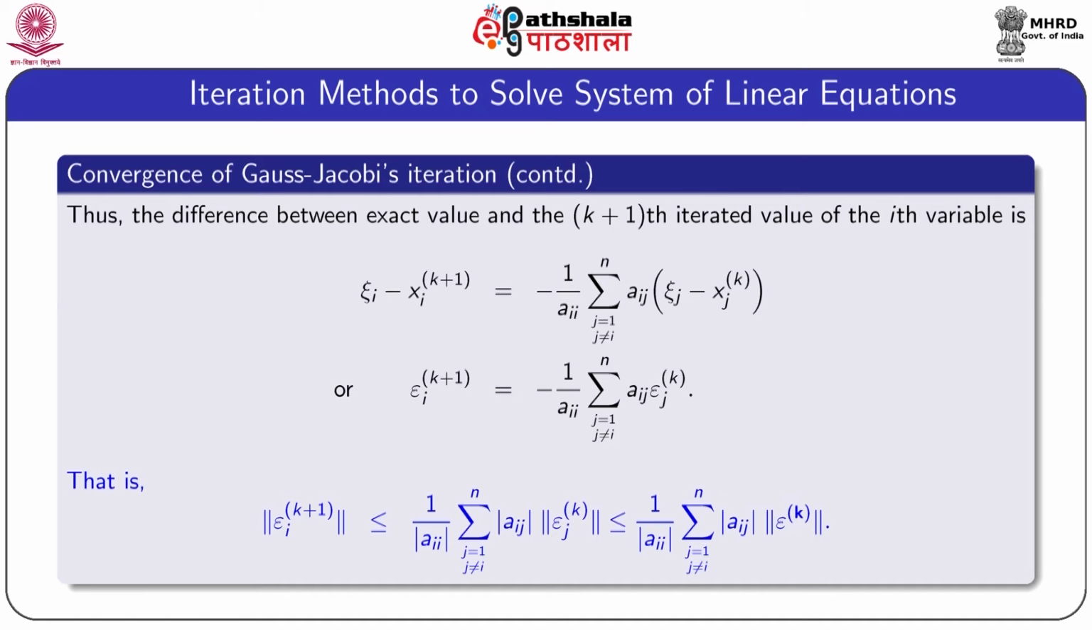Now the norm of the error epsilon i^(k+1) is less than or equal to 1 by absolute value of aii summation over j equal to 1 to n, j not equal to i, absolute value of aij into the norm of the error occurred at the kth iteration for the variable xj, that is epsilon j^k, which is less than or equal to 1 by absolute value of aii into summation of j equal to 1 to n, j not equal to i, of absolute value of aij into the norm of the error vector epsilon^k.